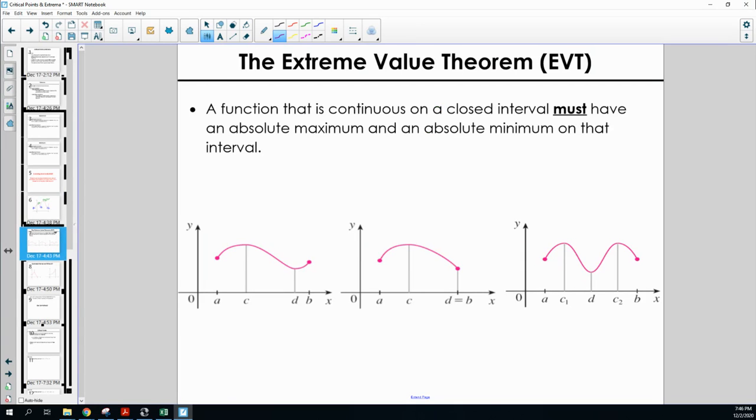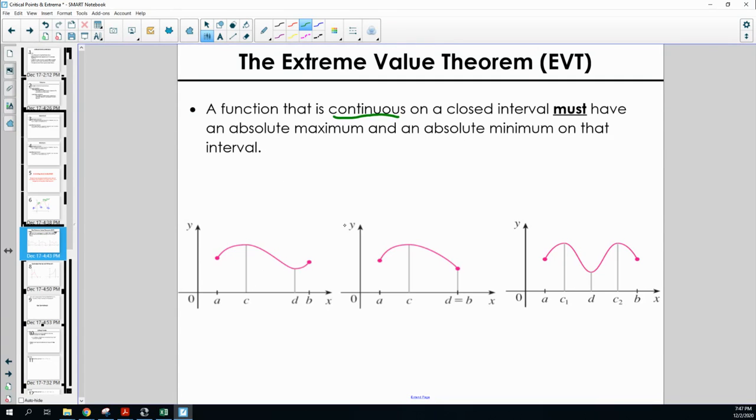There's a very important theorem. There's a bunch of theorems in calculus that are important, and this is one of the important theorems, the extreme value theorem. So basically what this is saying is that a function that is continuous, and the key word here is continuous, so a function that is continuous, as I draw across the thing, on a closed interval must have an absolute maximum and an absolute minimum on that interval.